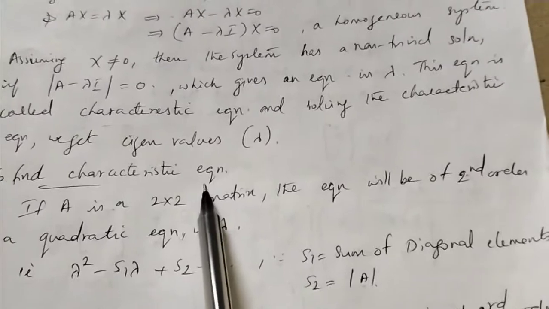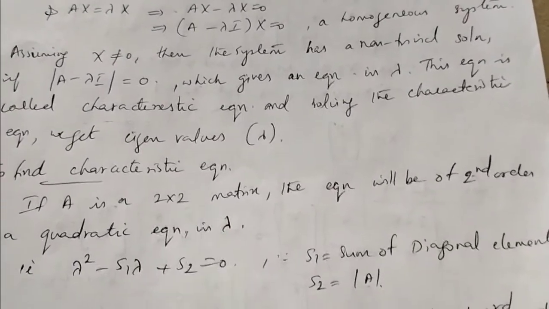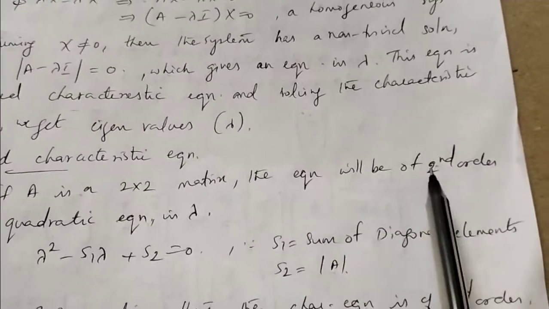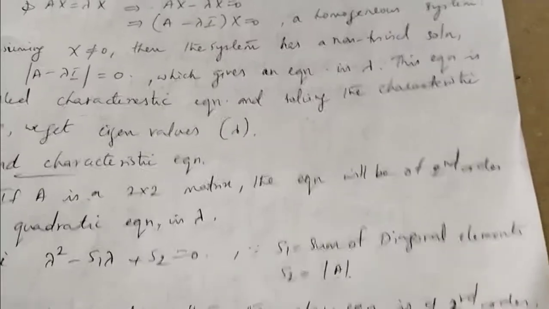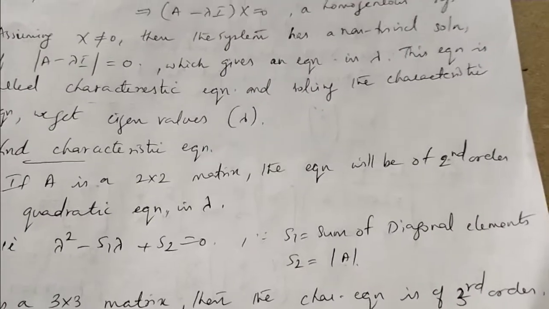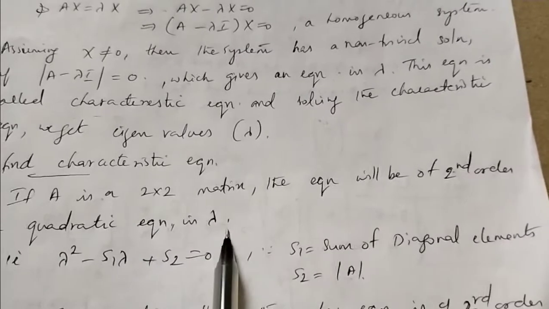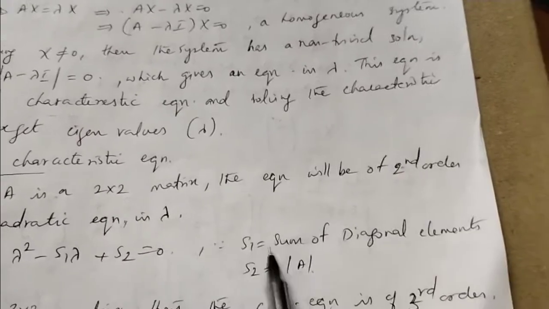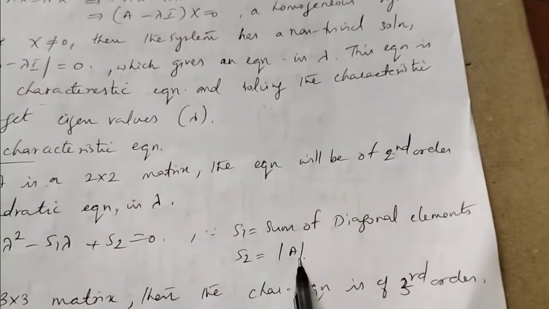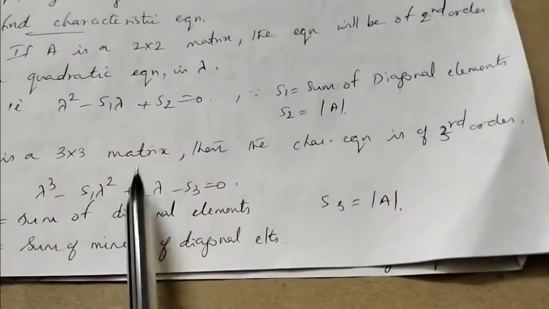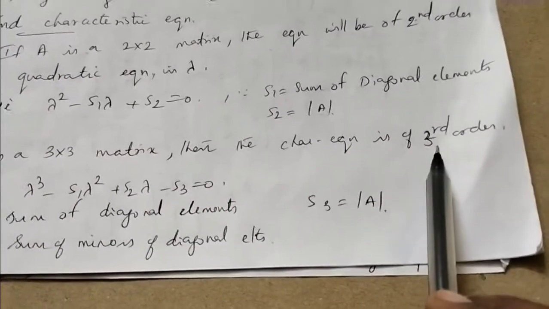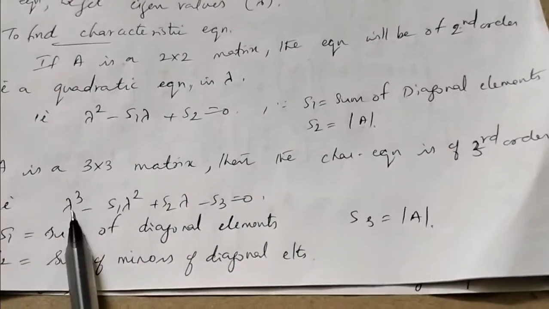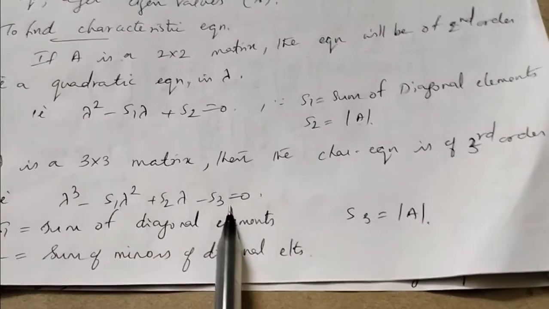To find the characteristic equation in particular cases, that is for a 2 by 2 and 3 by 3 matrix. If A is a 2 by 2 matrix, then we get a second order equation, that is a quadratic equation. And if it's a 3 by 3 matrix, we get a cubic equation. So if A is a 2 by 2 matrix, the quadratic equation will be λ² − S1λ + S2 = 0, where S1 is the sum of diagonal elements and S2 is the determinant of A. And if A is a 3 by 3 matrix, we get a third degree equation, a cubic equation starting with λ³. So it is λ³ − S1λ² + S2λ − S3 = 0.